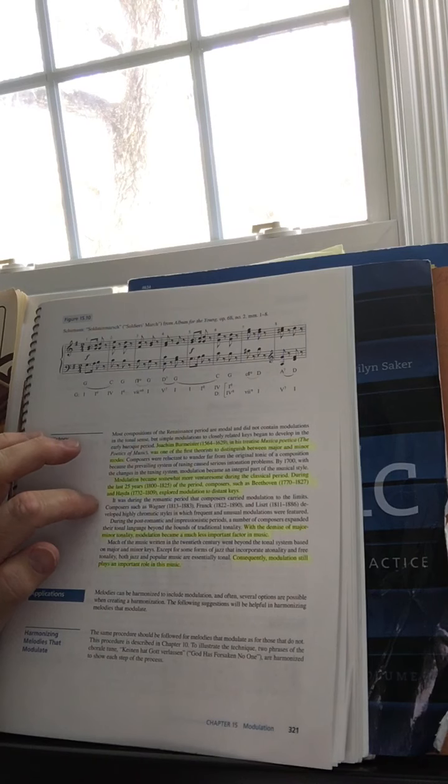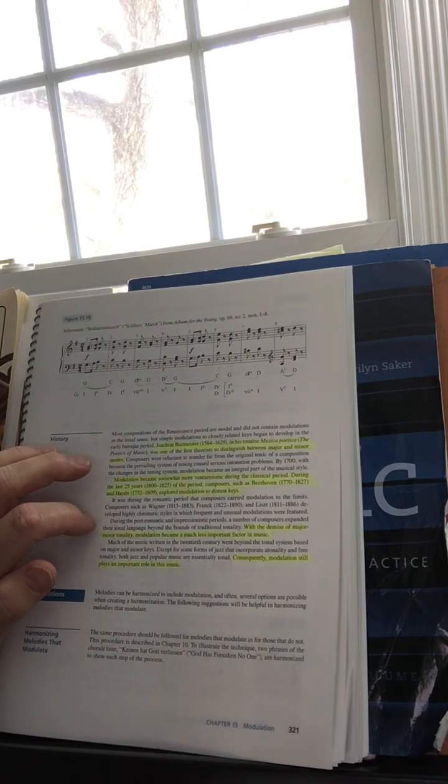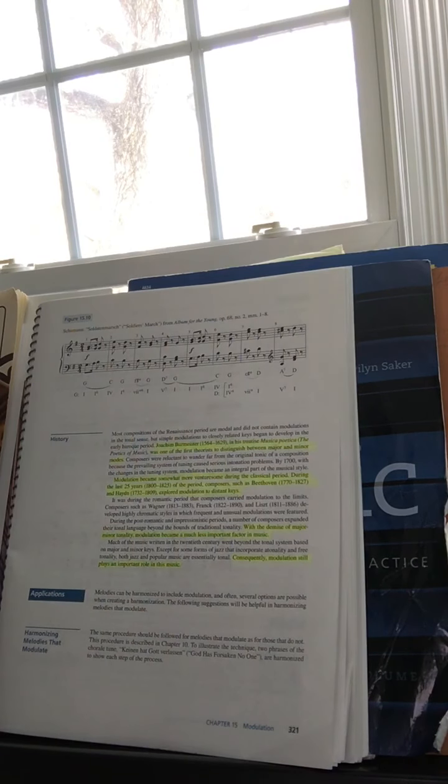During the Romantic periods, they carried modulation to the limits. Wagner, Liszt, César Franck, all of them did a lot with chromaticism and lots of modulations. Then in the post-Romantic and Impressionistic periods, composers went beyond traditional tonality, and then with the early 20th century demise of major-minor tonality, modulation became much less important. However, in jazz and popular music, it still exists.